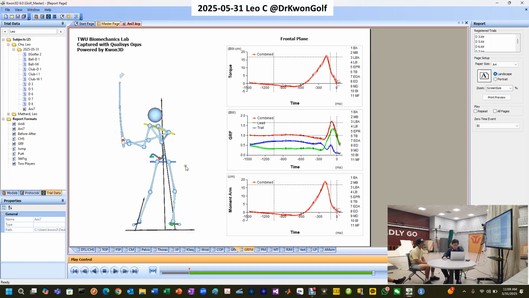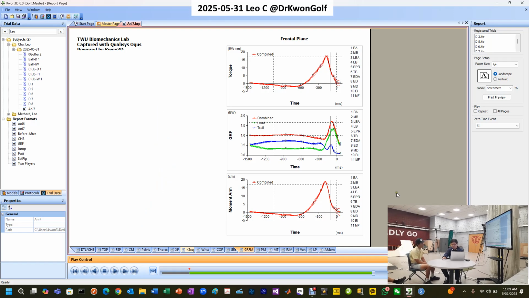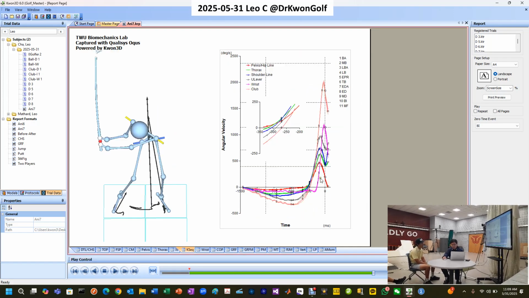So this shows an efficiency issue here. Your trunk segments are rotating faster than the average, but your arms, wrist, and club angular velocity are a lot lower than the elite men's average. That means you're moving your body a lot, but not really moving the main part here.